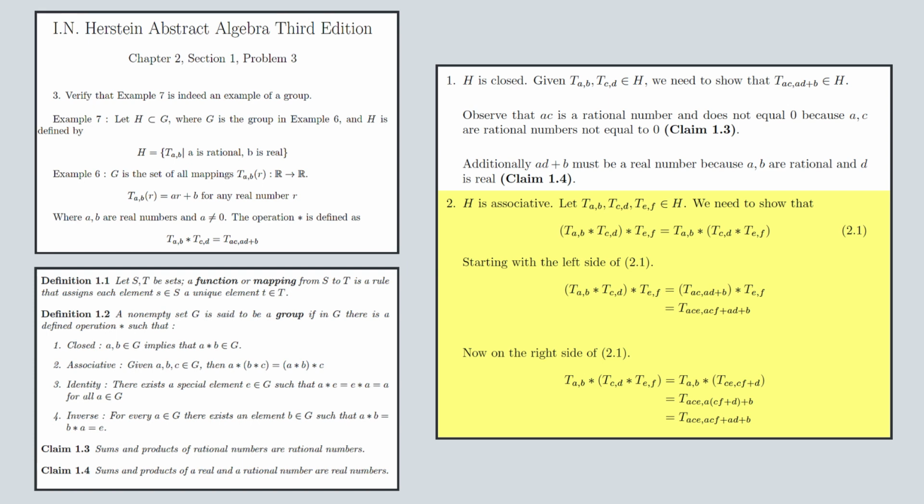Number 2, H is associative. Here we just need to check that we can apply our operation in any order as far as those parentheses go. We do this on the left side and the right side. Note, this is exactly the same calculation as Problem 2. Restricting H to different subgroups there didn't affect whether it was associative.